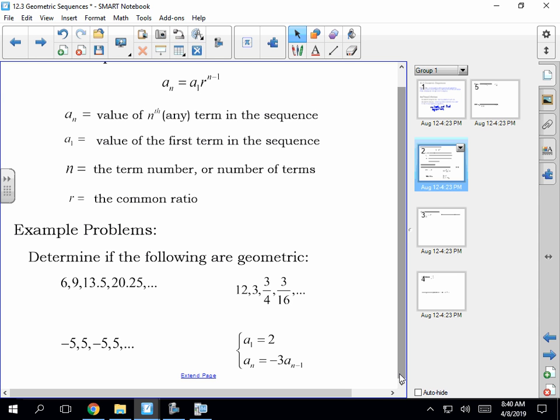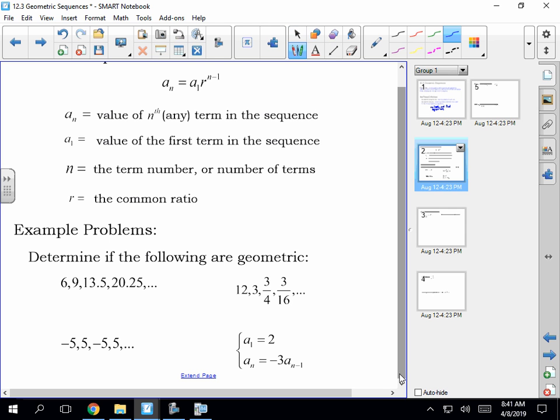So can you identify which ones up here are geometric? What's one up here that's geometric? The second one looks like it is. The first one, it's not arithmetic. How would you check to see if the first one is geometric? Like, what's the common ratio?